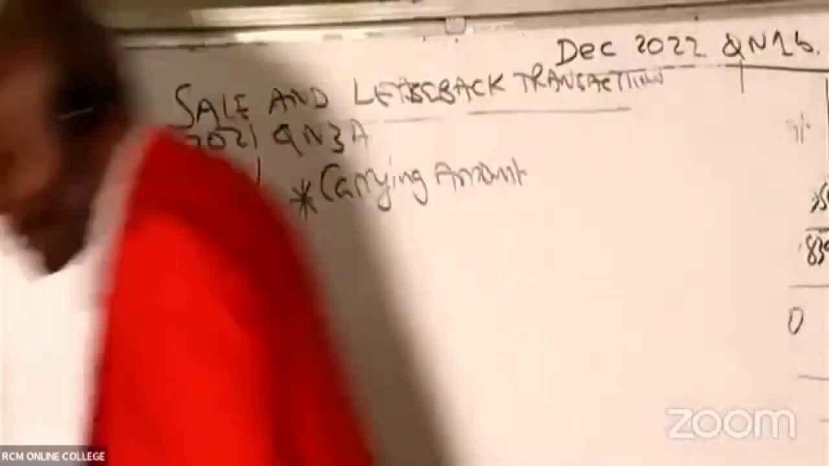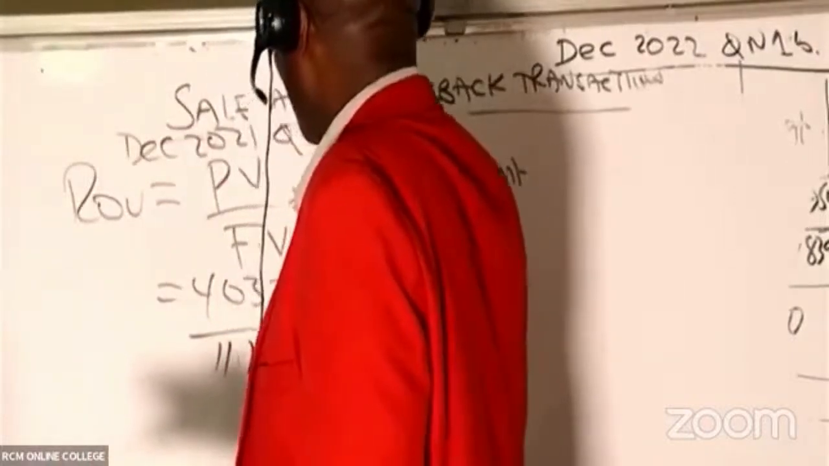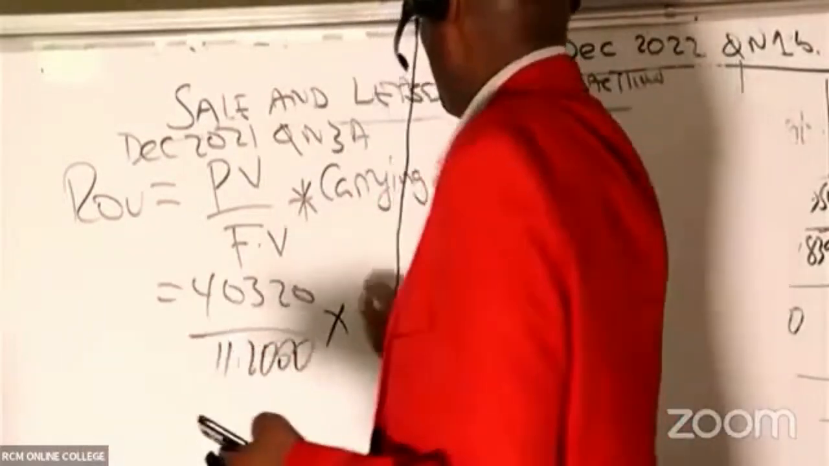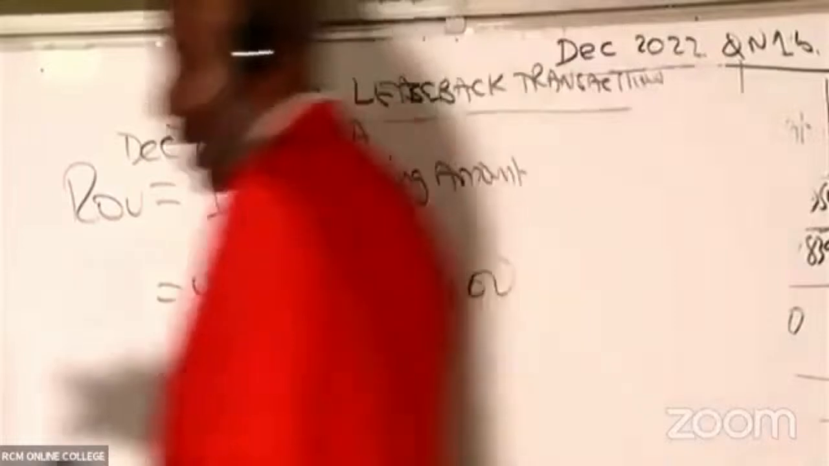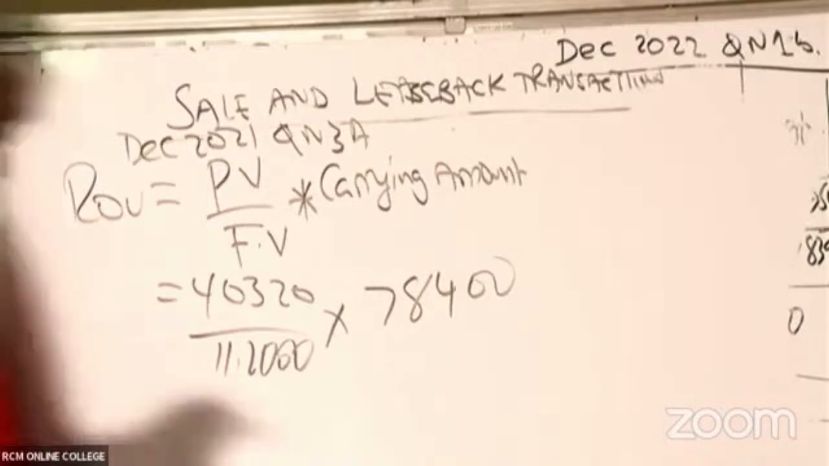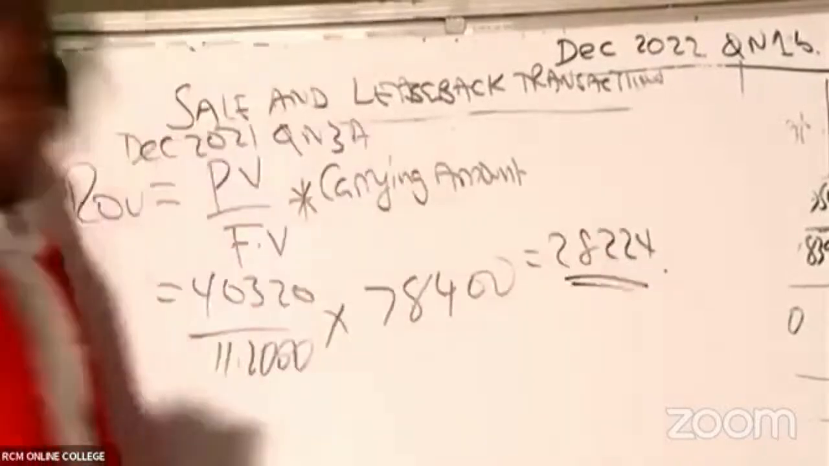It is 112,000, if I'm cutting the 3 zeros. And then the figure that we are given is called the carrying amount: 78,400. The 78,400 is called the carrying amount. So the right of use is 28,224. This is very, very important for me. Right of use, 28,224.